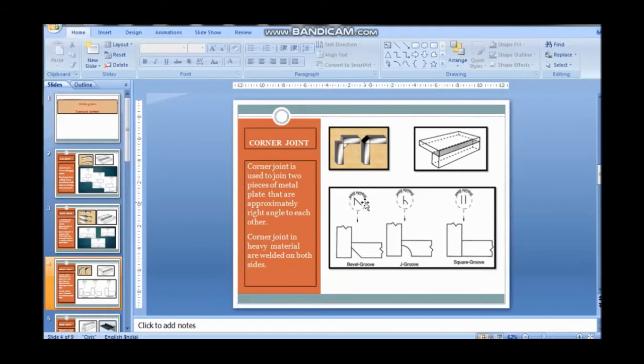See the welding symbol here. One plate has no bevel and the second plate has a bevel groove. Here we use the bevel groove. This is the symbol, this single groove, and this is the J groove. We use the bevel edge in this portion, and this is the square groove. There is no need to bevel the edge, so the weld symbol is two parallel lines. This is the square groove. The corner joint is very useful in various fields of manufacturing.